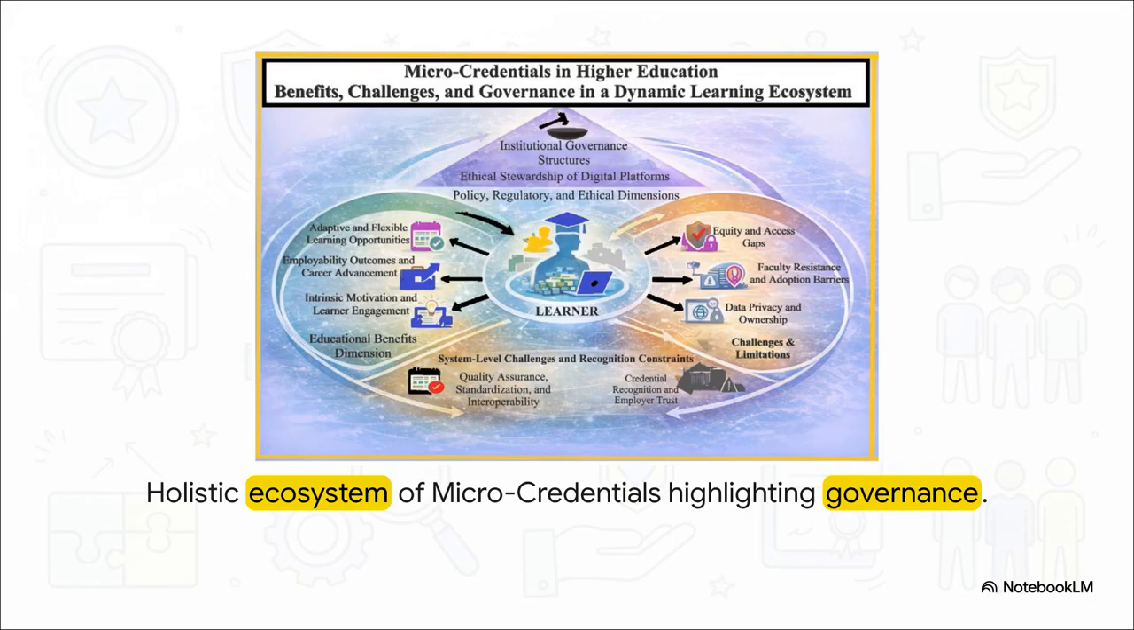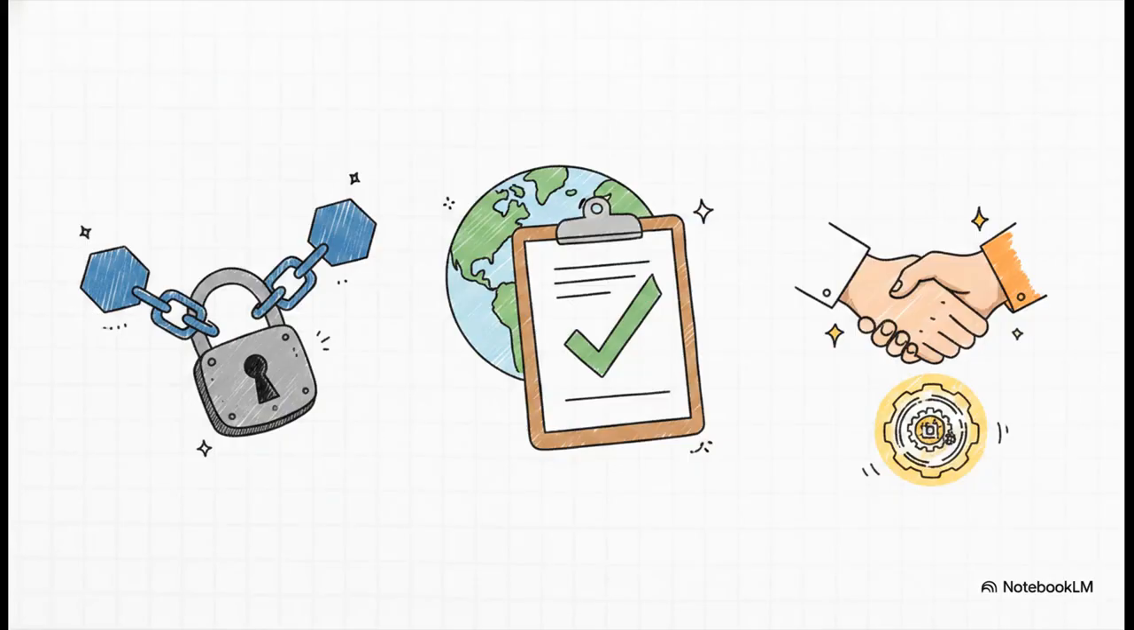We have to look at the holistic learning ecosystem. The learner is right there at the center. They experience the educational benefits, like flexible learning and better employability, but they also face the challenges, like the equity gaps and data privacy concerns we just mentioned. Holding this entire dynamic together is institutional governance, ethical stewardship, quality assurance, and standard interoperability. Basically, if you do not have strong policies ensuring the quality of your assessments, employers simply will not trust the badge, period. So how do we actually fix this trust issue?